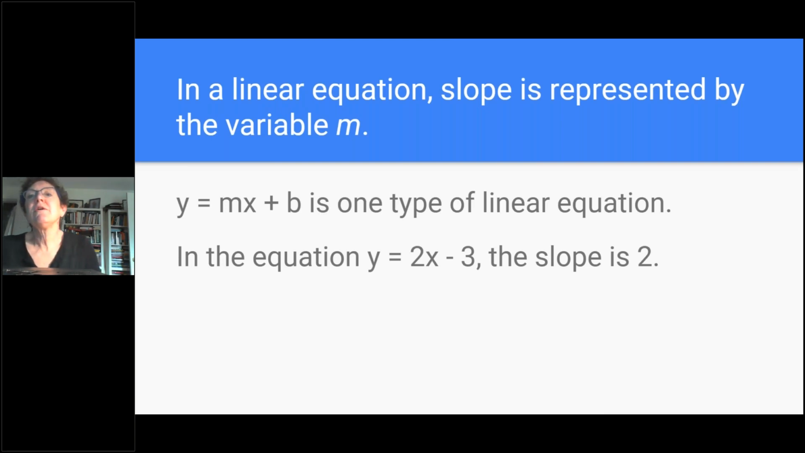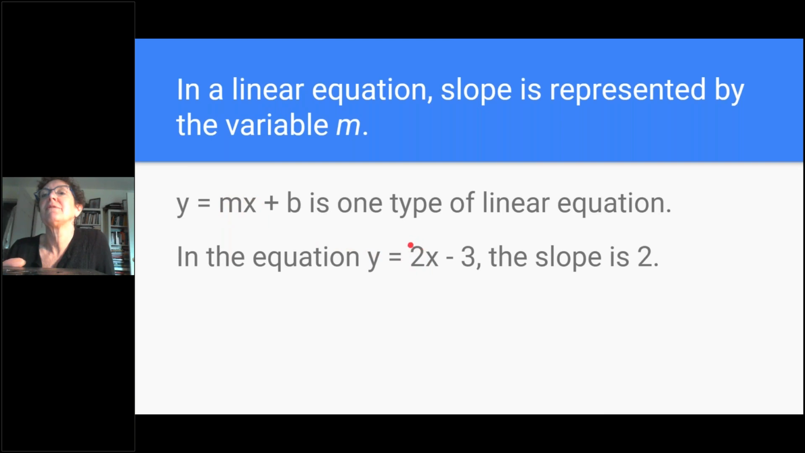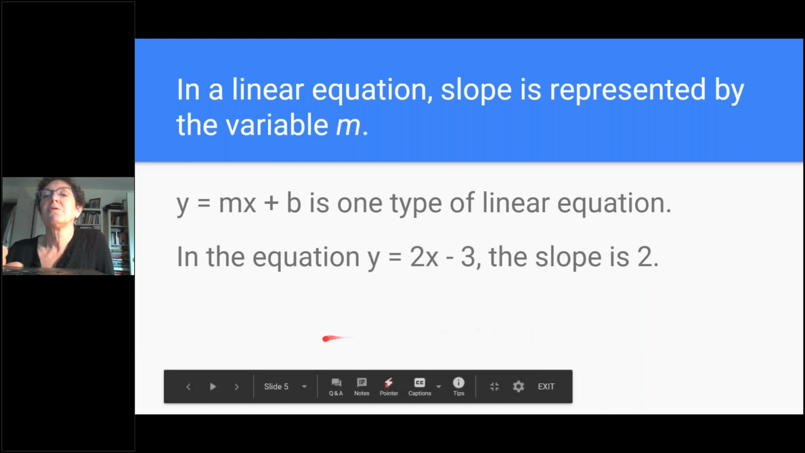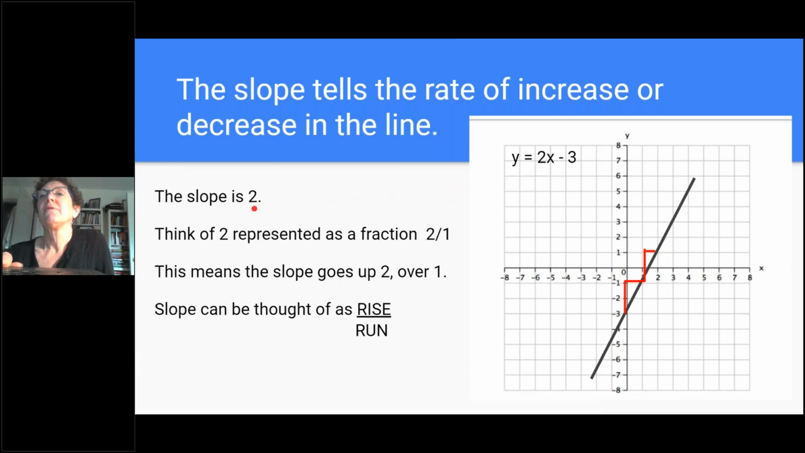So in the equation y equals 2x minus 3, we can see that 2 has been substituted in for the m. Here's the m in the equation, and this is where it would be in this equation. So we've substituted in for m the value 2. That means the slope in this equation is 2. So let's see what that looks like on a graph. Here's our equation, y equals 2x minus 3. That tells us that the slope is 2.